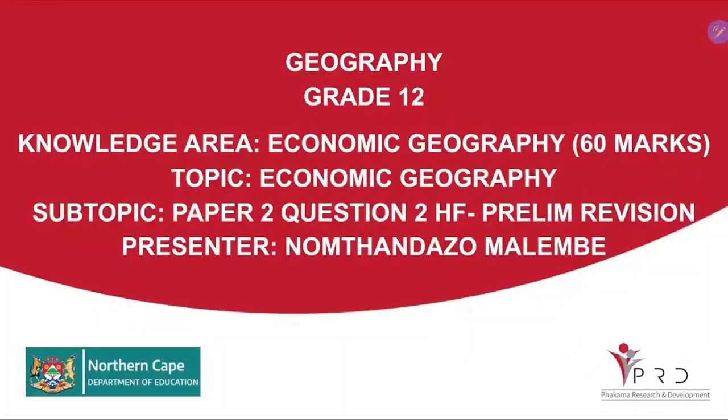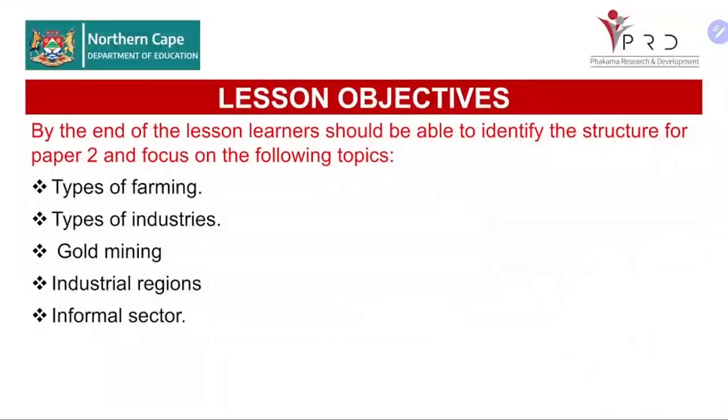So today, learners, we are focusing on our prelim revision. We will be looking at our paper 2, question 2. By now, you're supposed to know that our question 2 is based on economic geography. But before we start with our lesson, I just want us to go through our lesson objective for today.